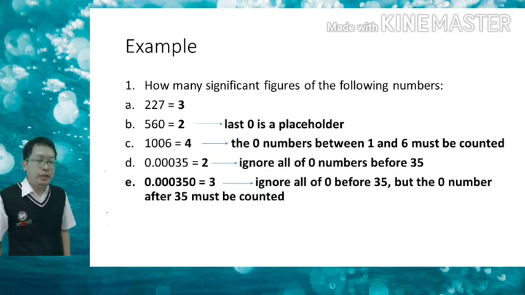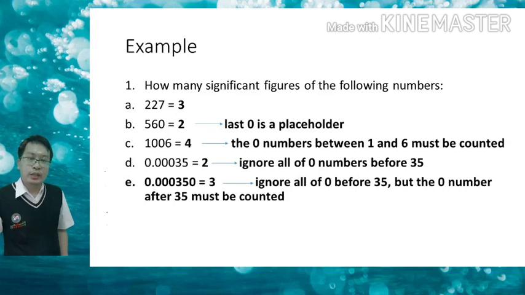The next example B is 560. The difference B with A, 560 have 0 number at the last. Actually in my slide, I have put there, last 0 is a placeholder. So the total significant figure of 560 is equal to 2. We don't need to count the 0 because last 0 is a placeholder.